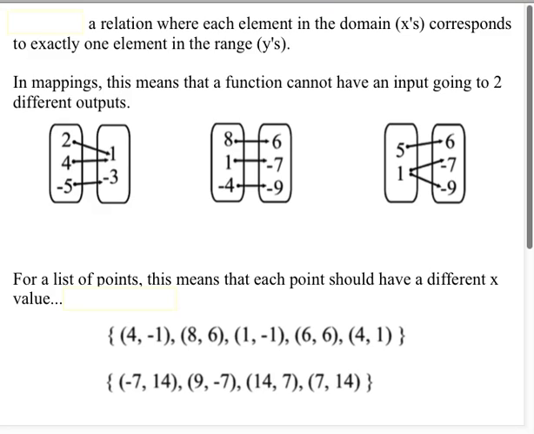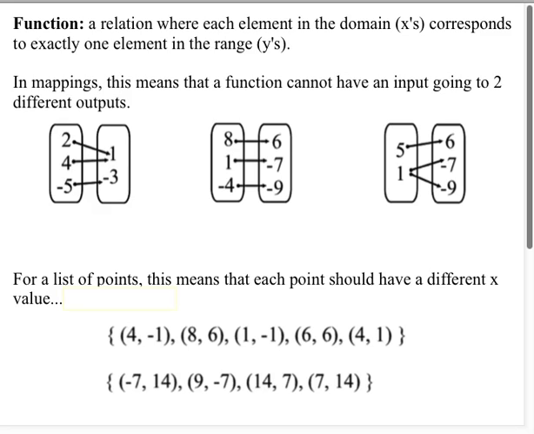Now, the next idea we're going to talk about is being a function, okay? So we've talked about domain and range. Now we have to talk about what it means to actually be a function. So a function is a relation where each element in the domain's x corresponds to each element in the range, or the y's, okay? So every x can only go to a single y. Now, what does this mean? Well, in mappings, it means that the function cannot have an input going to different outputs.